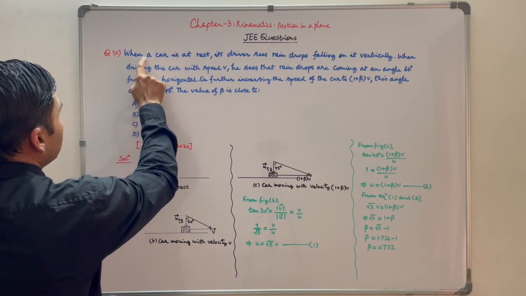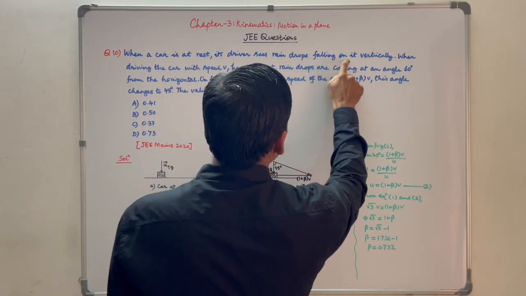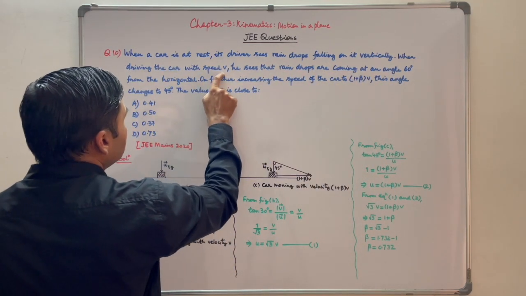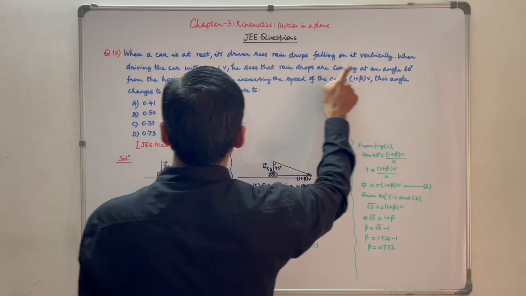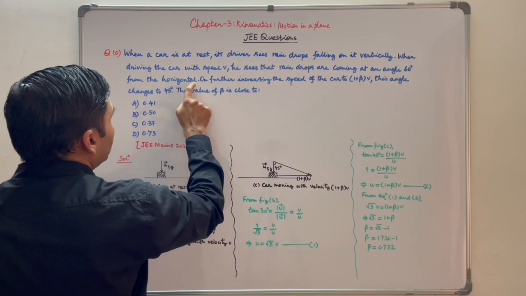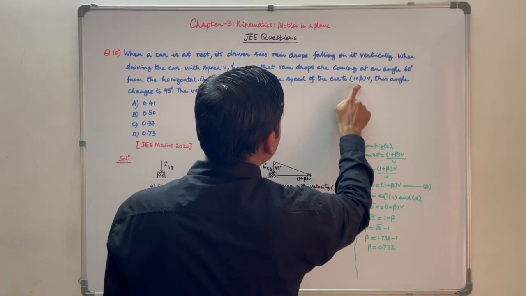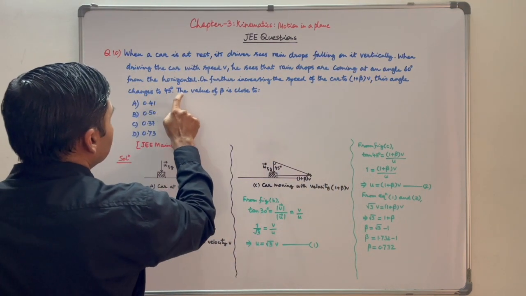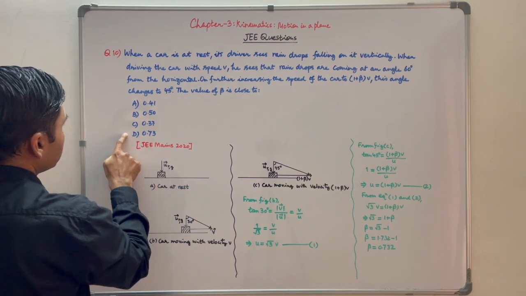10th question. When a car is at rest, its driver sees raindrops falling on it vertically. When driving the car with a speed v, he sees that raindrops are coming at an angle 60 degree from the horizontal. On further increasing the speed of the car to 1 plus beta times v, this angle changes to 45 degrees. The value of beta is close to, these are the options given.